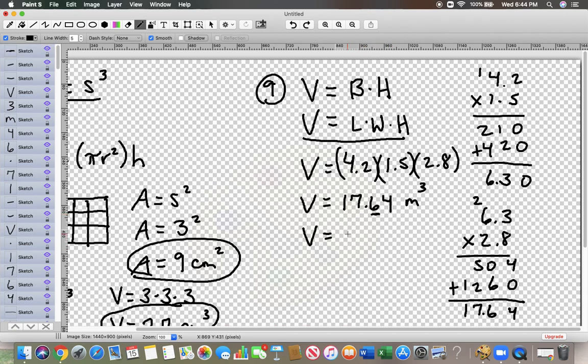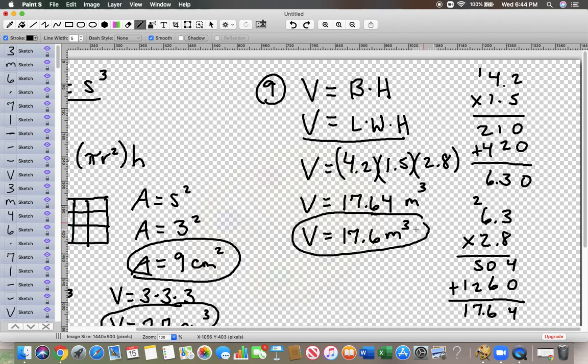This is the tenths place. So this 4 right here tells me I'm not going to round up. So it's just 17.6 cubic meters. That is my volume for that rectangular prism. That's what you're going to need to do for numbers 8 through 19.